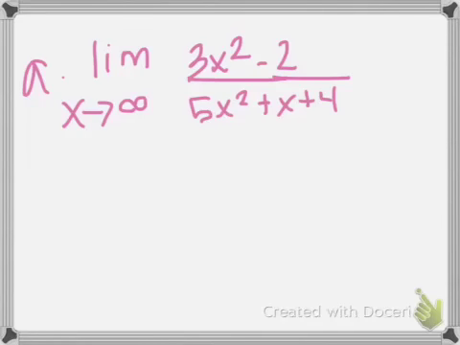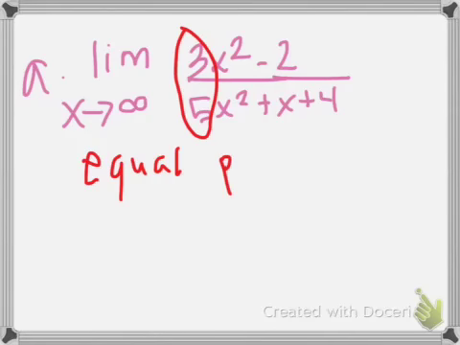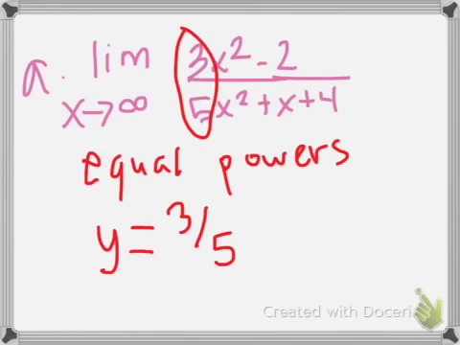Okay, so let's think about this. Is it bottom heavy, top heavy, or equal powers? Well, it's equal powers. So you might want to just write that down so you know what rule it is. It's equal powers rule. So your limit equals 3/5. And that's it. Pretty easy. Those are really easy. If you know the rule, you got it. Okay, let's look at the next one.